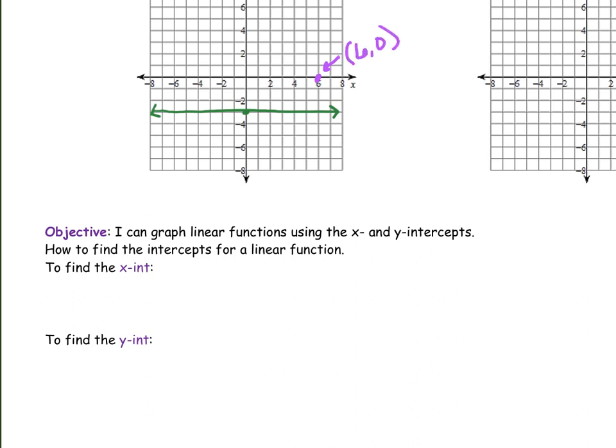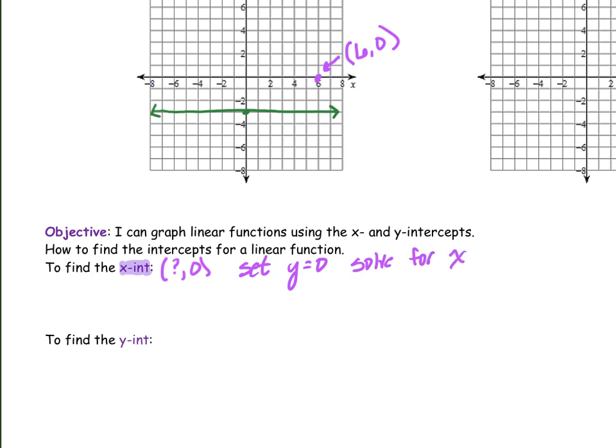Is that correct? So anywhere on the x-axis, y is always 0. So to find my x-intercept, which is what I'm looking for right now, my x-intercept is going to be some number and then 0. So I set y equal to 0 and solve for x.